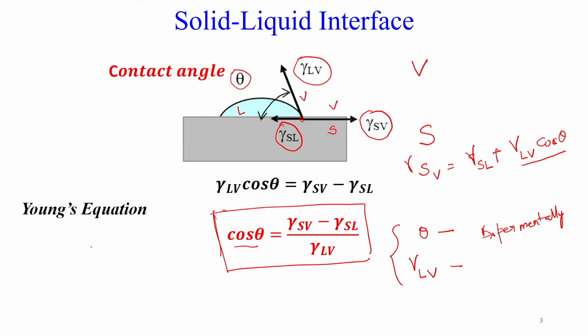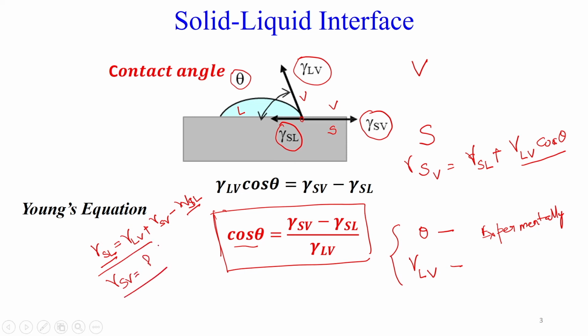Now, gamma solid liquid, this we can calculate from the work of adhesion. So, work of adhesion is gamma liquid vapor plus gamma solid vapor minus work of adhesion W_SL. So, from the work of adhesion we can calculate the gamma solid liquid, but how to calculate gamma solid vapor?